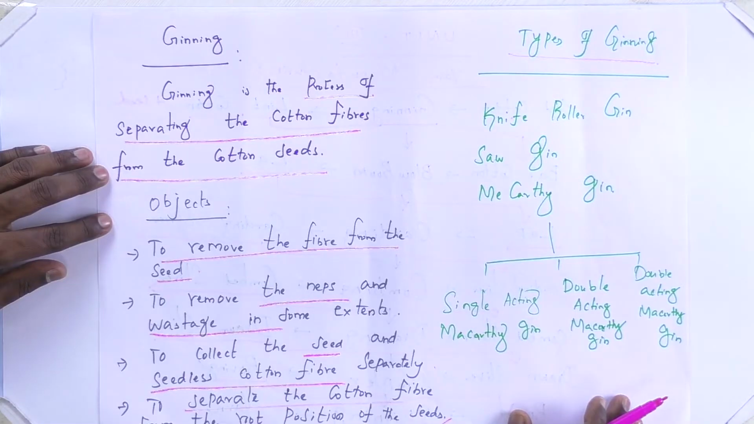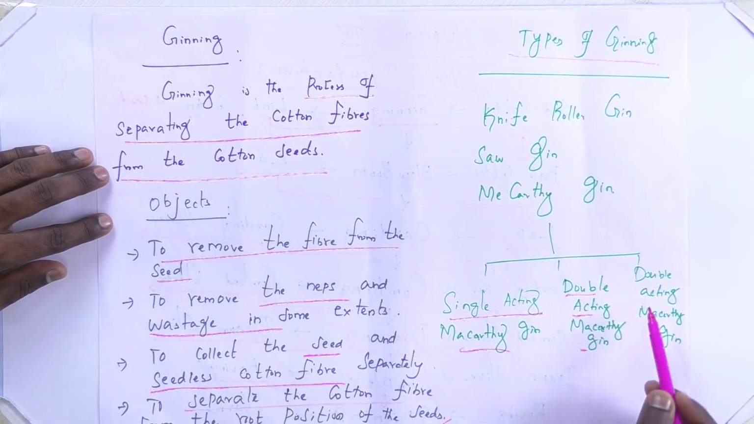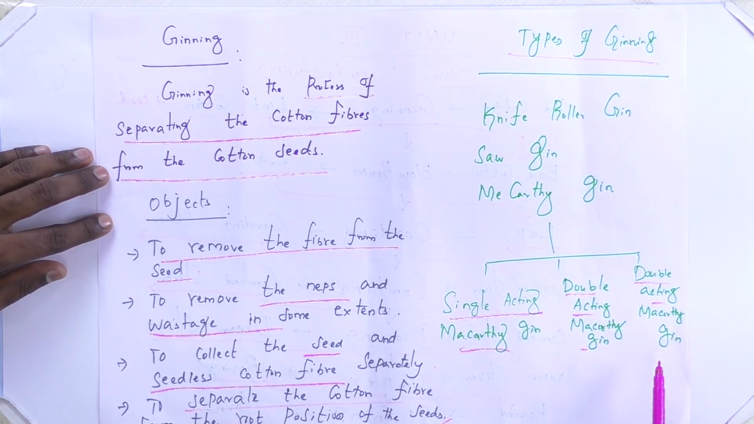Nifrologine, Sawgin and Macathigin. Normally for Indian variety of cottons we are using Nifrologine. In Macathigin there are three types: single acting Macathigin, double acting Macathigin, double acting double roller Macathigin. These are the three types of Macathigins available in textile field. In this class we are going to discuss the working procedure of the Nifrologining machine.